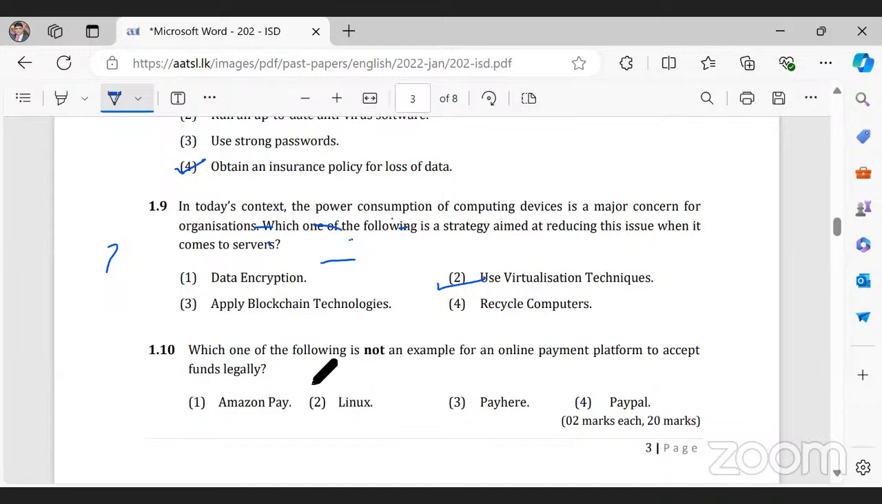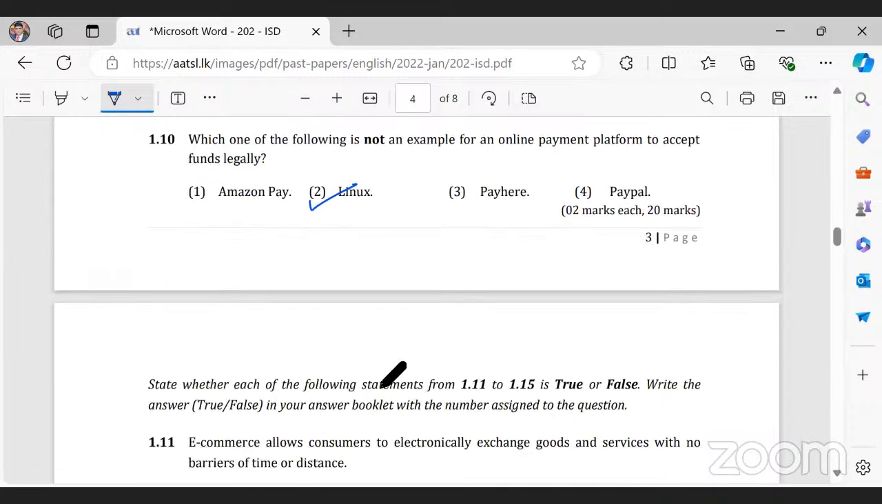Which one of the following is not an example of an online payment platform that accepts funds legally? Amazon Pay, Linux, Pay Here, PayPal. It is asking what is not. Linux is an operating system.